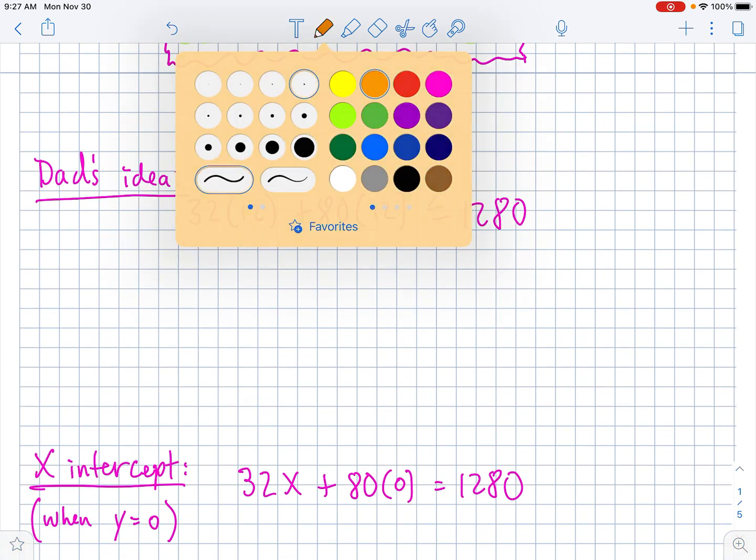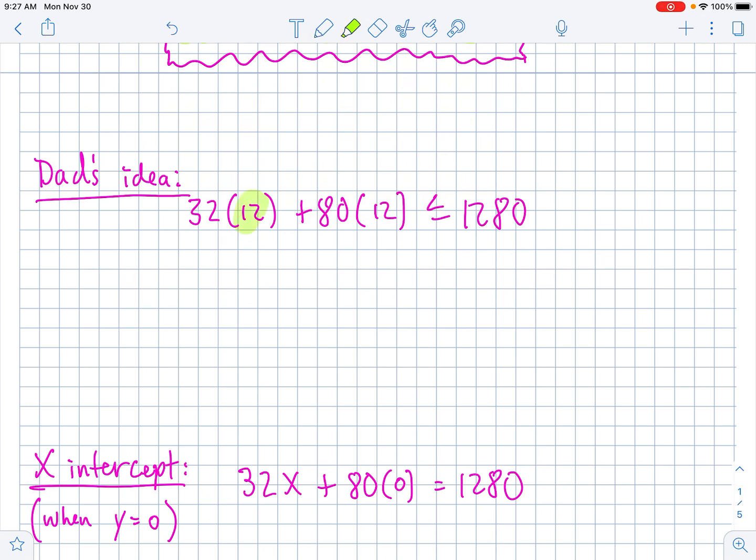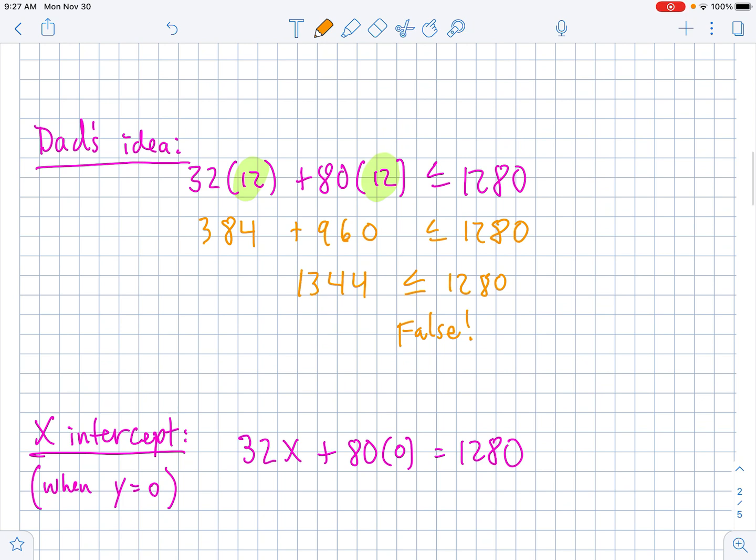So let's think about Dad's idea. Dad said you should do 12 cats and 12 dogs. So if I multiply 32 times 12, it, of course, is 384. And if I multiply 80 times 12, that, of course, is 960. And this has to be less than or equal to $1,280, the budget. So if you take 960 and add 384, you guys, that 1,344 means that we are over budget. Because this is not true, 1,344 is not less than or equal to 1,280, that means you can't have 12 cats and 12 dogs. It's a combination that is too big.